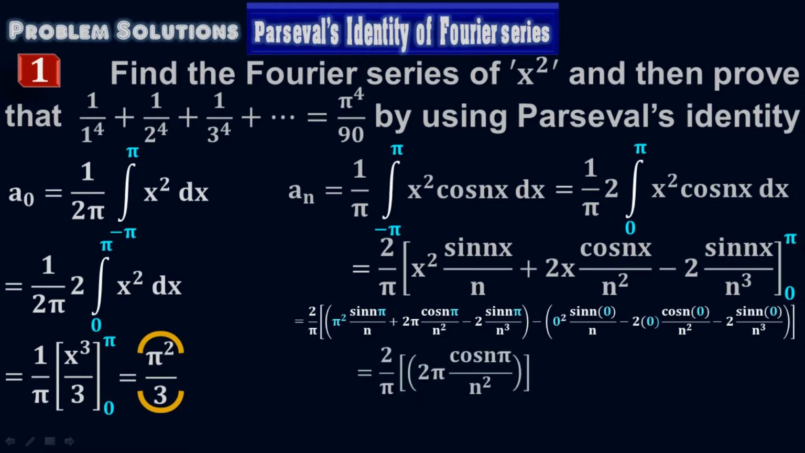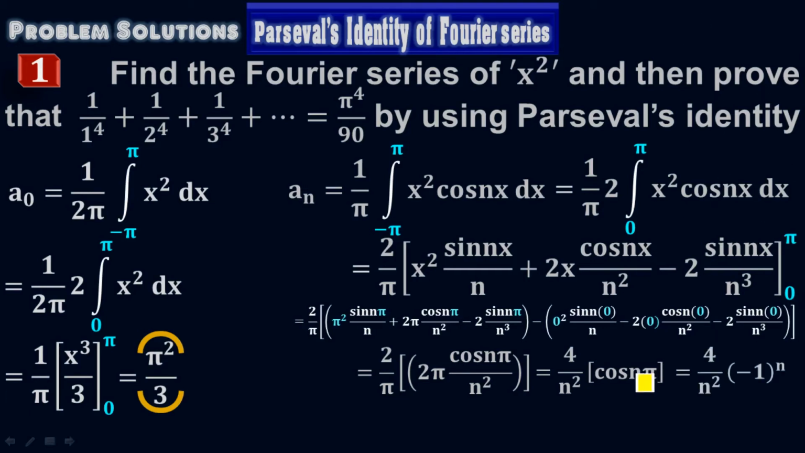So I can write 2 over pi into 2 pi into cos n pi over n squared. Pi cancels with the pi, so I will be left only with 4 over n squared into cos n pi. Look, there is a pi here, so this pi cancels with the pi. 2 times 2 will be 4. So I will have 4 over n squared into cos n pi. We know that cos n pi equals negative 1 to the n, so just put negative 1 to the n for cos n pi.